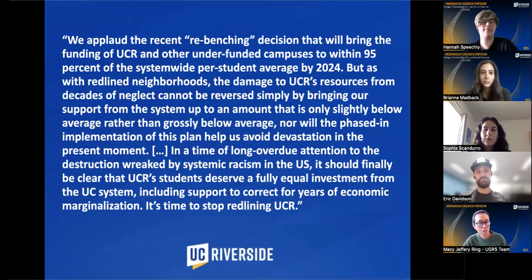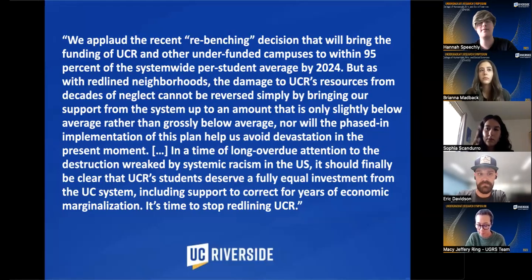And here's a quote from the rebenching letter that I thought was really salient, but they liken this to redlining. They say this is dangerously reminiscent of redlining. It's not appropriate that we have such a diverse student body, some of the highest recipients of Pell Grants, and this policy that's supposed to be equitable with state funding isn't doing enough. It is time to stop redlining UCR. We need equal investment, not just from the state, but from UCOP itself.